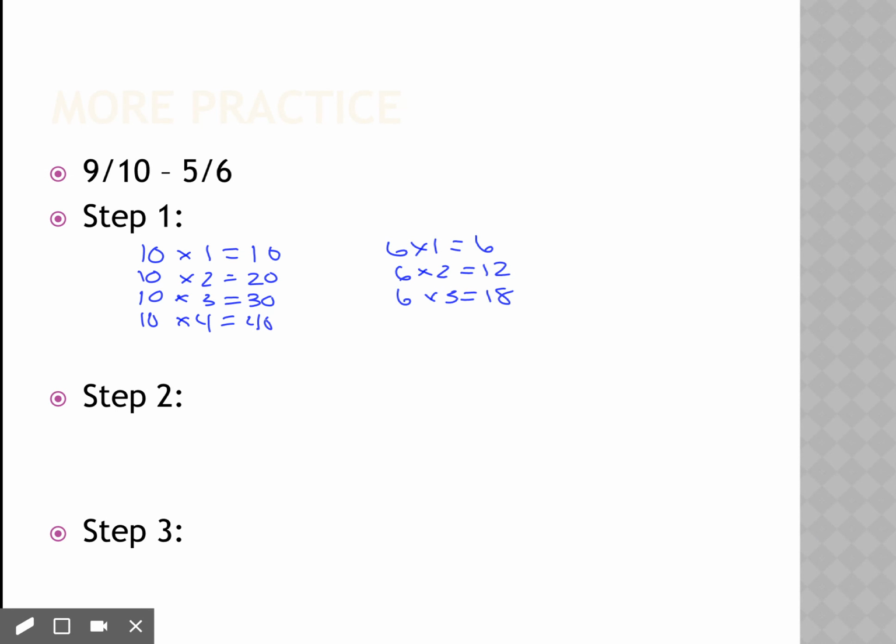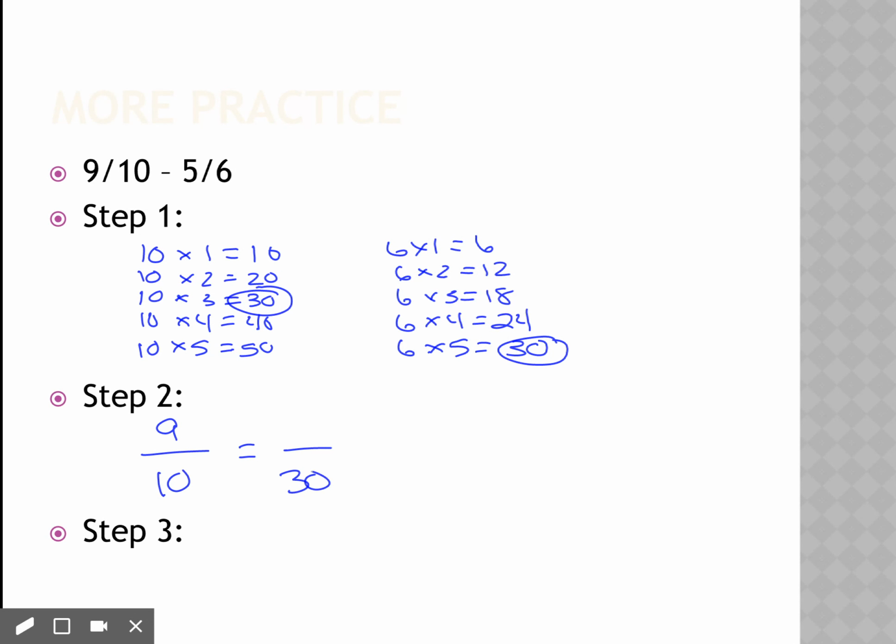10 times 4 is 40. 6 times 4 equals 24. 10 times 5 equals 50. And 6 times 5 equals 30. Well, now I have a match, my least common multiple of 30. So 9/10 equals how many 30ths? Well, I'm multiplying by 3 in my numerator and denominator. So 9/10 is equivalent to 27/30.